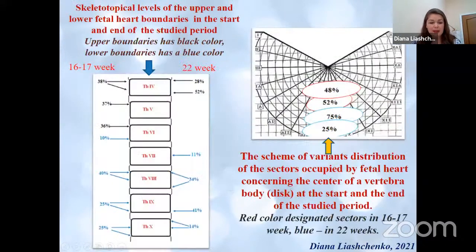What did we reveal? We revealed that the upper, right, and inferior boundaries of the heart expand by the 22nd week of development. You can see our scheme in this slide. And the left boundary of the heart keeps a stable position during all these weeks. And by the 22nd week of development, the heart turns slightly right and up in the thoracic cage.